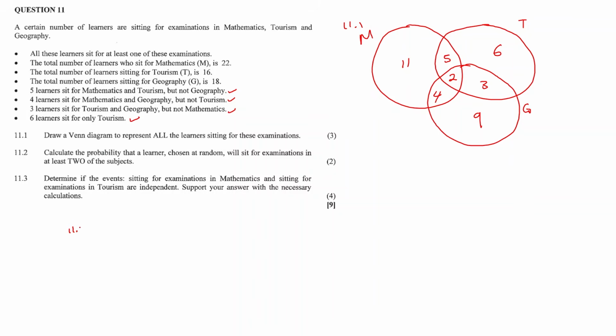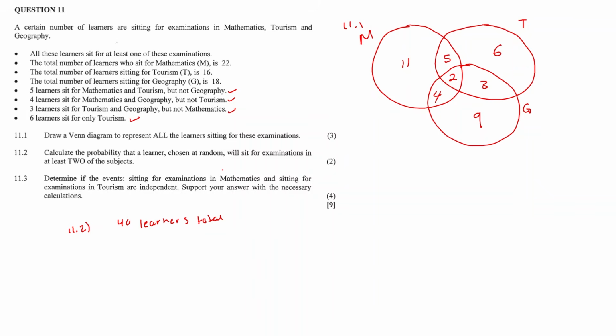Question 11.2. Calculate the probability that a learner chosen at random will sit for examinations in at least 2 of these subjects. So first, we need to calculate our total amount of learners, which we can say 11 plus 5 plus 2 plus 4 plus 9 plus 3 plus 6, which will give us 40 learners in total.